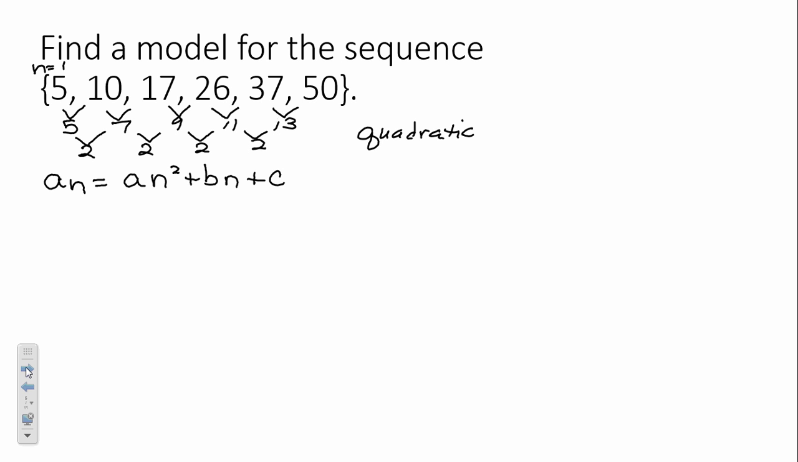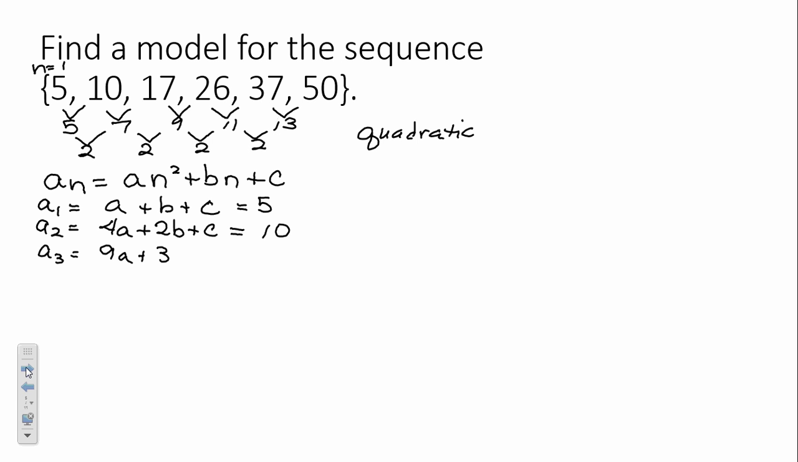Okay. So a sub 1 is going to be, substitute 1 in for every n, a plus b plus c. And what's a sub 1's value? 5. Okay. A sub 2, I'm going to plug 2 in everywhere I see n. So I'll have 4a plus 2b plus c. And what is a sub 2 equal to? 10. Third equation: 9a plus 3b plus c, 17.